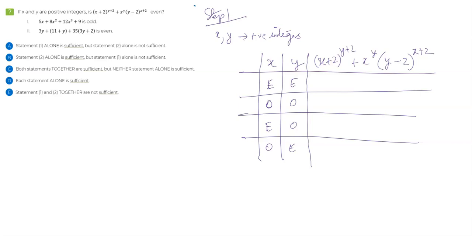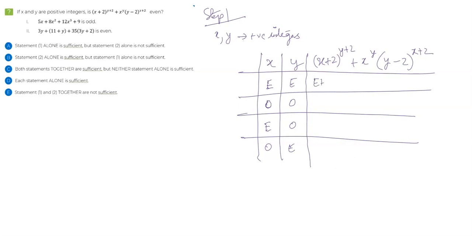Now, if both of them are even, well, it's quite obvious that even plus even to the power even plus even will be even, and even to the power even times even minus even to the power even plus even will ultimately give you even, right?